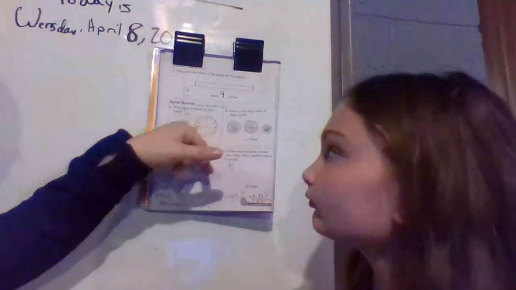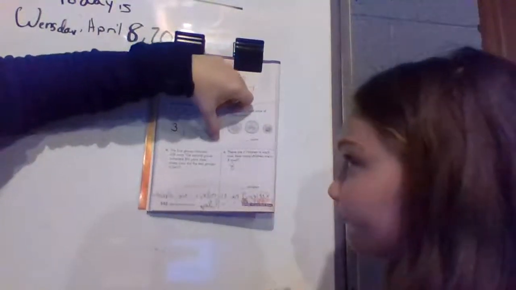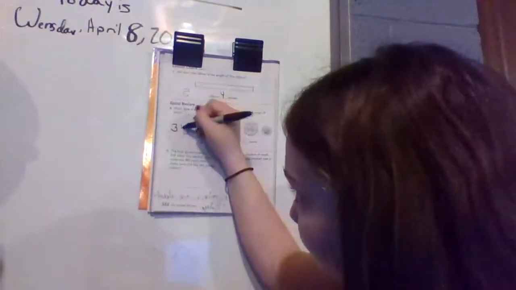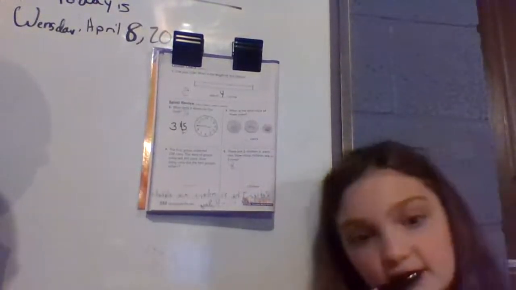So the hour is 3, and we know that's the hour because that's the short hand. And the long hand is pointing at the 9, so we always start at the 12. 0, 5, 10, 15, 20, 25, 30, 35, 40, 45. So it's 3:45. Sometimes we can call that quarter till 4. And we don't know if it's AM or PM. There's no clues to tell us that.